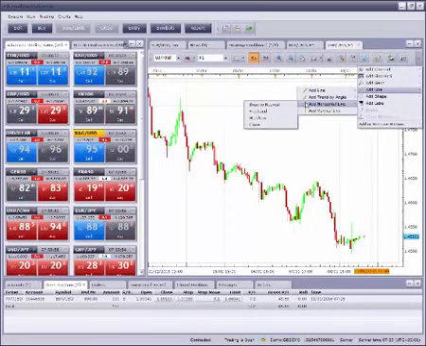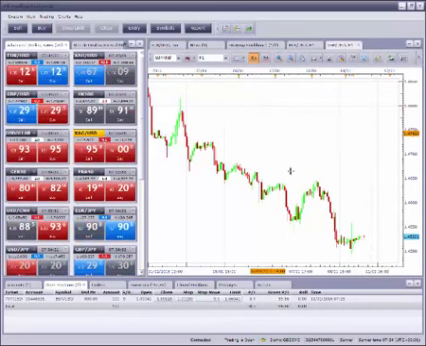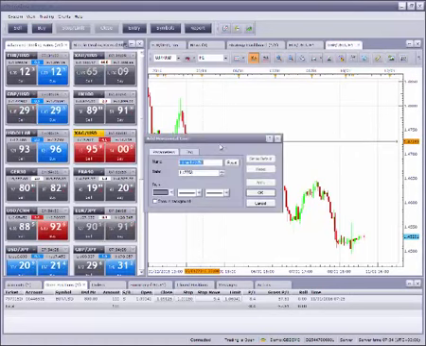Okay, so we find our horizontal line. I prefer snap to nearest, but you can use freehand if you wish. First of all, let's start at the top of the chart. Up here we've got a good resistance level.